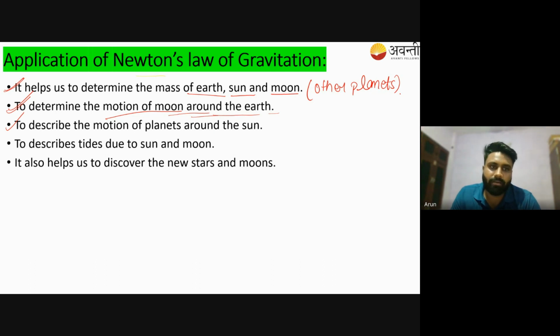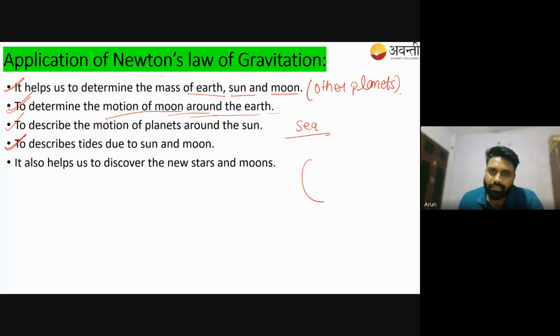The next application of this concept is to describe the tides due to sun and moon. Like we have seen the tides in our oceans. We have seen in the sea, sea means samudra. In sea or ocean, we generally see that there are high tides coming, low tides coming. What are they? They are just the gravitational force applied by the moon and sun. So they want to lift up that.